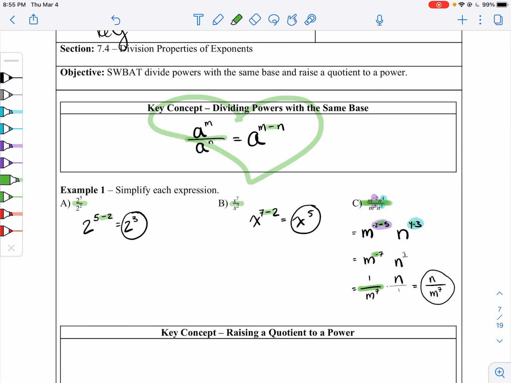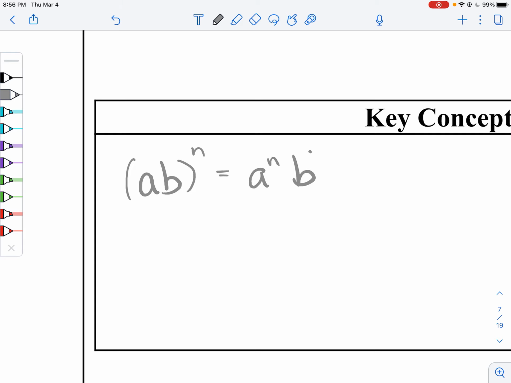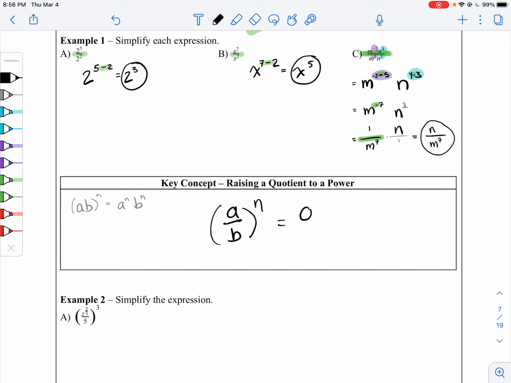Love it forever. Remember yesterday when we said that if you have a to the m to the nth power, well, guess what? Just kidding, I lied. We did say that yesterday. But you know what else we said? Remember when you have ab to the nth power? That's the same thing as a to the n times b to the n. Guess what? The same thing applies with division. If you have a over b to the nth power, that's the same thing as a to the nth power over b to the nth power.